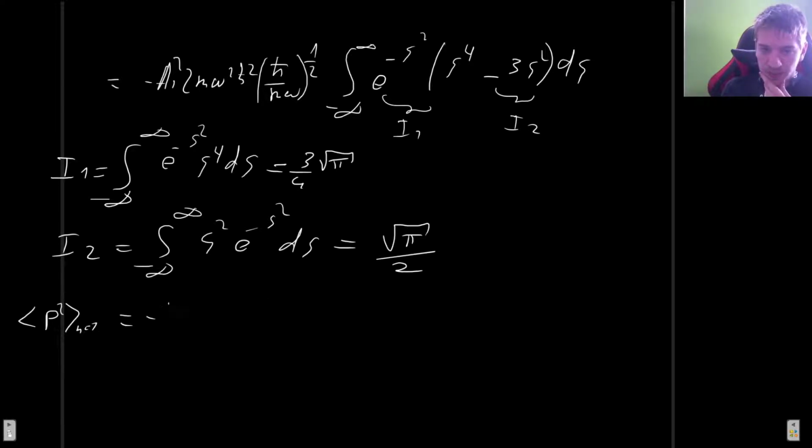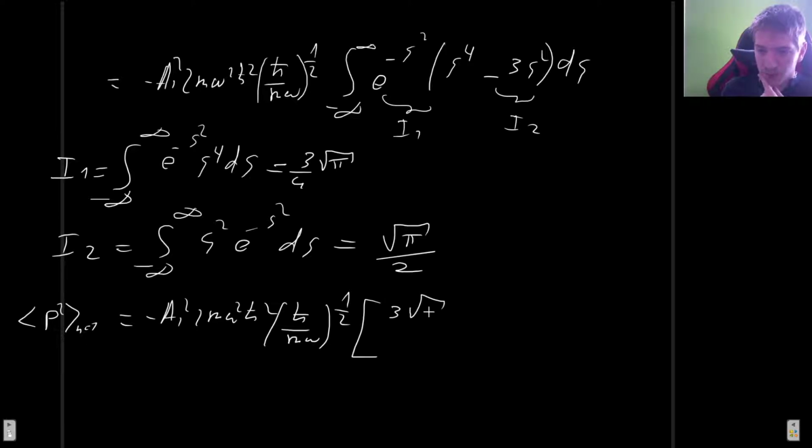So we can now put this into our expression for this p squared. And this is just going to be minus a1 squared 2m omega squared times (h bar divided by m omega) to the 1/2 power times, now this is going to be 3 square root of pi divided by 4 minus 3 square root of pi divided by 2. So well, here we can put this minus sign in here so that these signs flip, and we can actually do this subtraction right away, because this is going to be plus 3 square root of pi divided by 4. So we can put it like this.